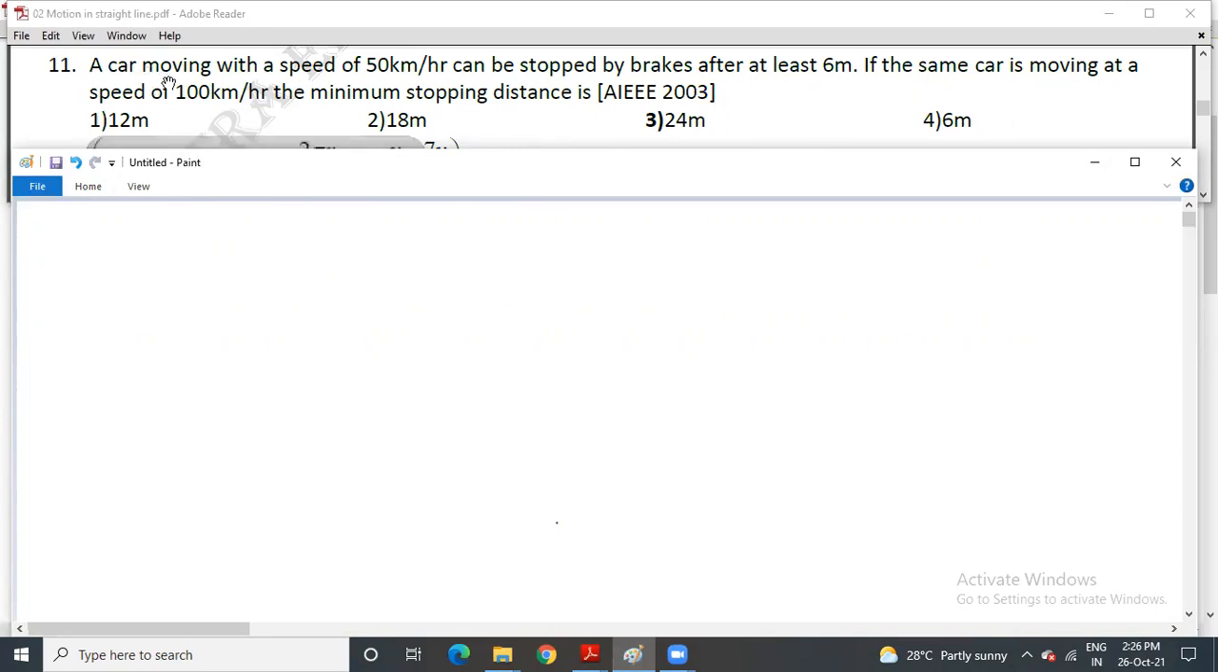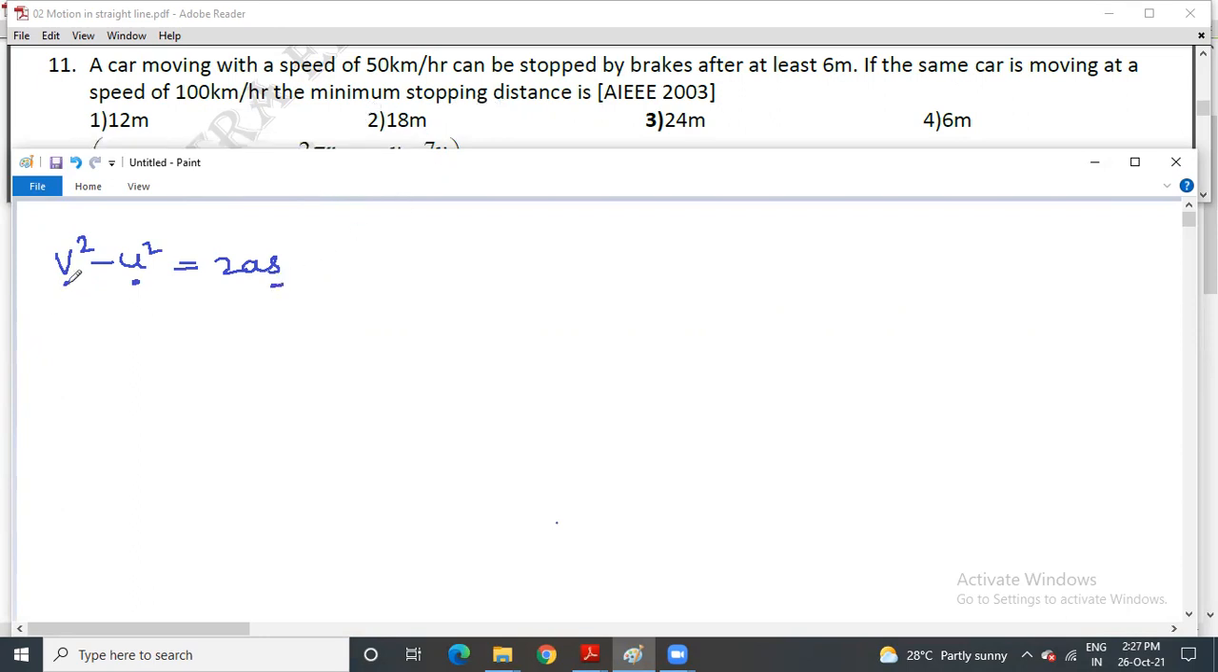To get the answer to this particular question, we have to use the equation of motion v square minus u square equal to 2as. Why only this, you can ask me. So initial velocity is 50, stopping distance is 6 meters, stopped means final velocity is 0. Same car, speed is doubled, so again initial velocity is doubled. So they are asking us to find out the stopping distance.